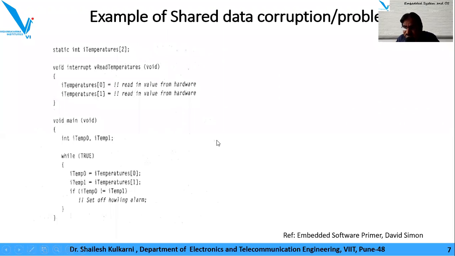is being shared among the two tasks, the interrupt service routine and the main task. This shared array iTemperature is used in two tasks, this interrupt routine ISR and the mainline program. Now, what kind of typical problem might arise out of it? Let's investigate that.